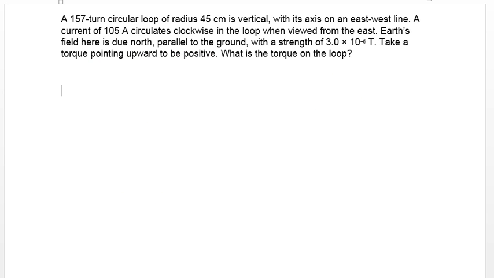All right, so let's start with what is the equation for the magnitude of the dipole moment of a current loop? Well, mu is simply the number of loops times the area of the loop times the current. We know the current, we know the number of loops, and we know that the area is pi r squared. And we know then the magnitude of the torque.